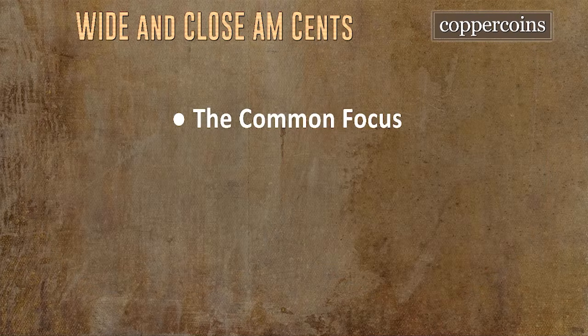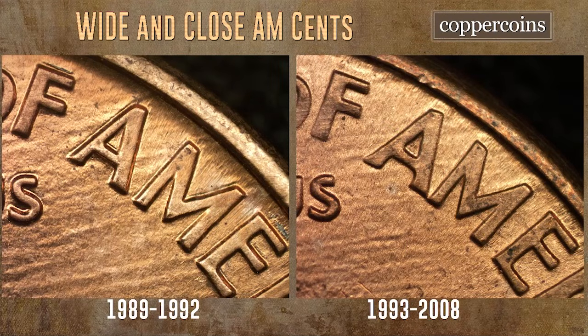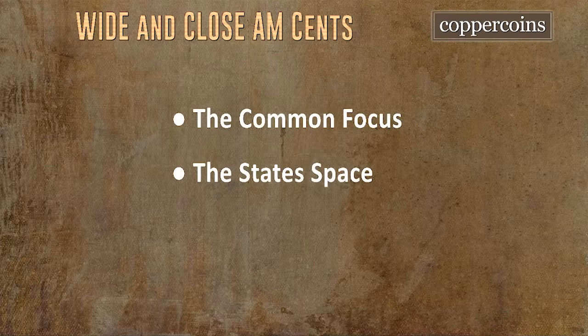First difference I'd like to talk about is your common focus, the one that everybody knows, the A and the M themselves. The wide AM on the left here has a space between the A and the M in America. And then the close AM, the A and the M are generally touching one another. The space is generally equidistant between the A, the M, and the E in America on the wide AM. And then on the close AM, the A and the M are touching or near touching, and then the E is much farther away. So there's your difference, and the thing that generally people focus on is that space right there.